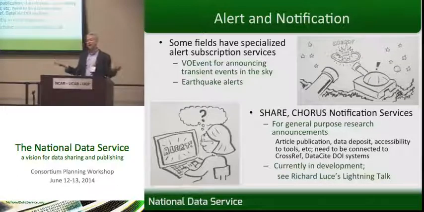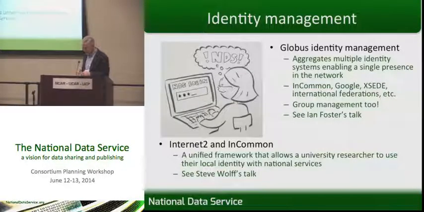And so our idea would be that these are the kinds of things that could be integrated into a national set of services, because many people don't actually know about them unless you're working very specifically in some particular community. Then, in terms of publications and data, what we want to do is link these things to DataCite DOI systems and so on. And Rick Luce is going to talk a little bit about things related to this going forward. So there are some capabilities already in place for this.